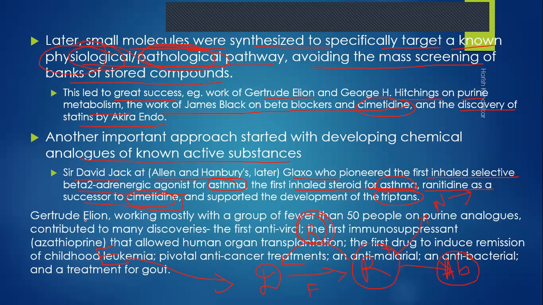Then, Sir Elion, when he was working mostly with a group of fewer than 50 people. See, try to understand this. Now, here we have talked of Sir Elion, right? We are rightfully calling him Sir. Okay. So, Sir Elion, he was working on purine metabolism. He went on to discover so many drugs just working with a group of 50 people. And just imagine those drugs are still used till date.